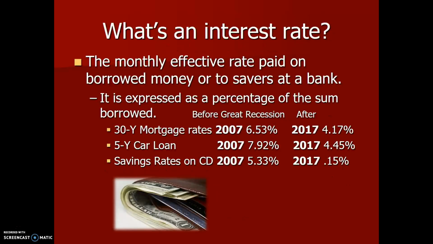So what's an interest rate? Well, this is the effective rate paid on borrowed money or to savers at a bank. It is expressed as a percentage of the sum borrowed. Such as an example of a 30-year mortgage rate, before the Great Recession, mortgage rates were at 6.53. Since we've had a strong buying of bonds through the Federal Reserve System, our current interest rate in 2017 is 4.17%. A 5-year car loan back in 2007, before the Great Recession, when we were highly prosperous, was 7.92 and currently hovers around 4.45. And savings rates have declined significantly, 5.33 in 2007 and 0.15 in 2017.